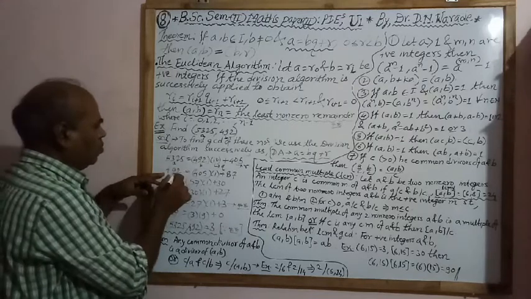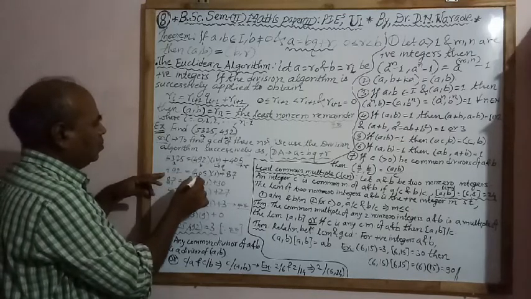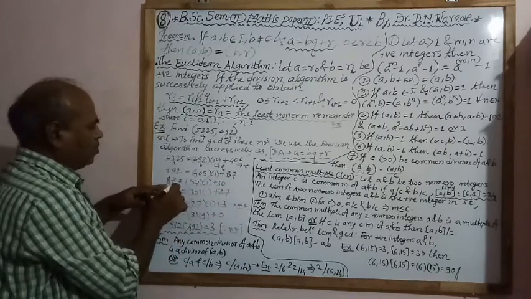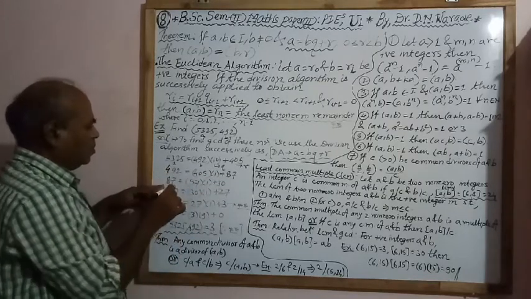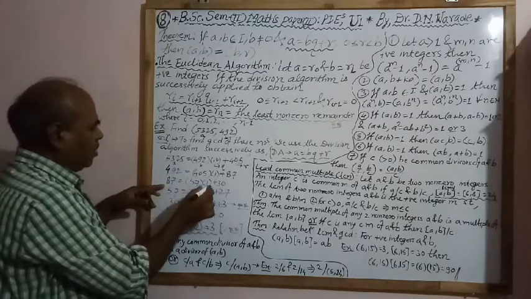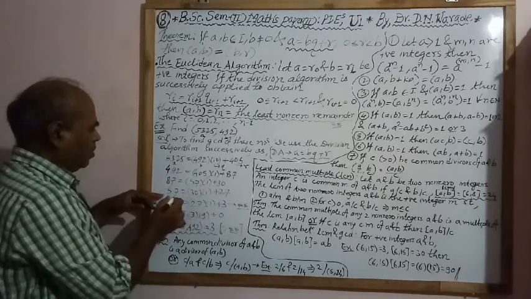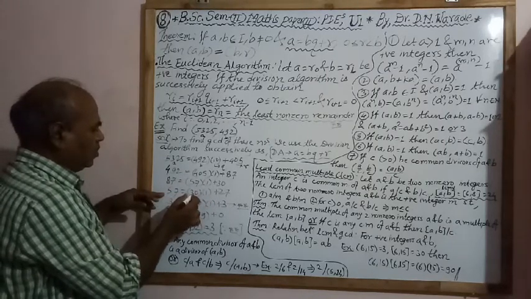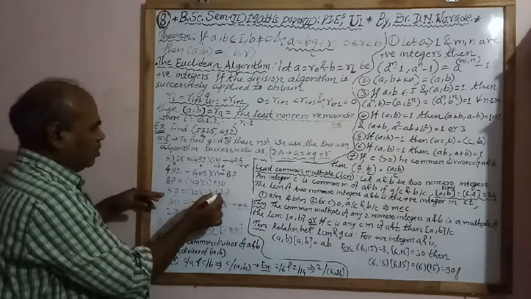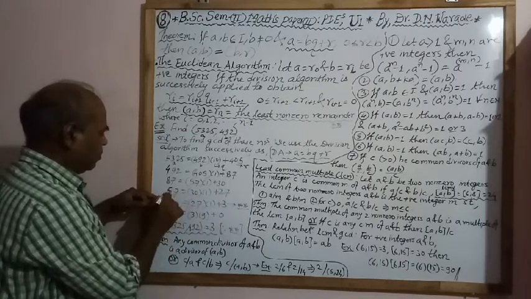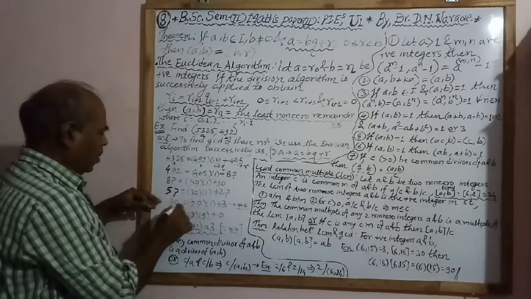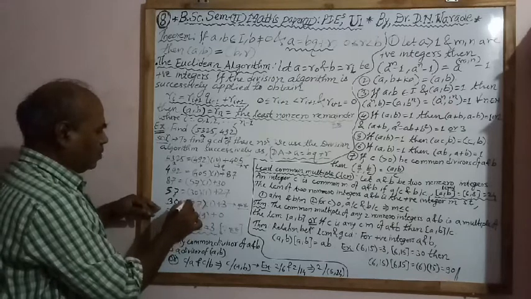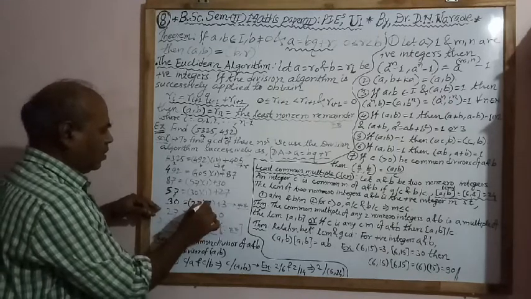Again divide 492 by 405. We have the quotient 1 and remainder 87. Again divide 405 by 87. Quotient is 4 and the remainder is 57. Again divide 87 by 57. Quotient is 1 and the remainder is 30. Again divide 57 by 30. The quotient is 1. Remainder is 27. Again divide 30 by 27. We get the quotient 1 and the remainder is 3.